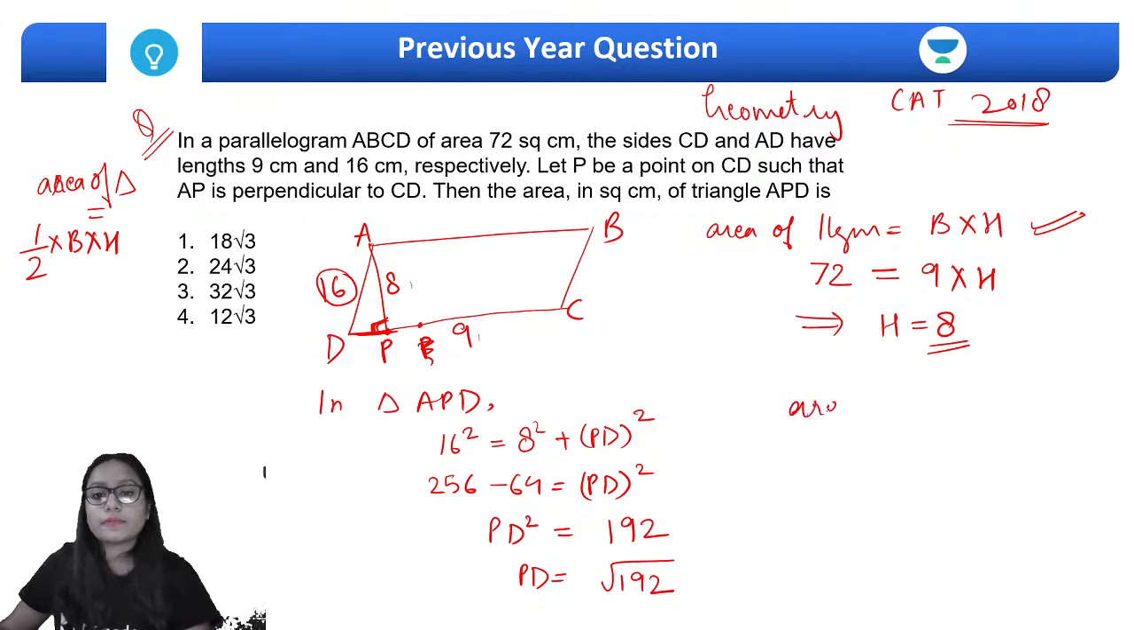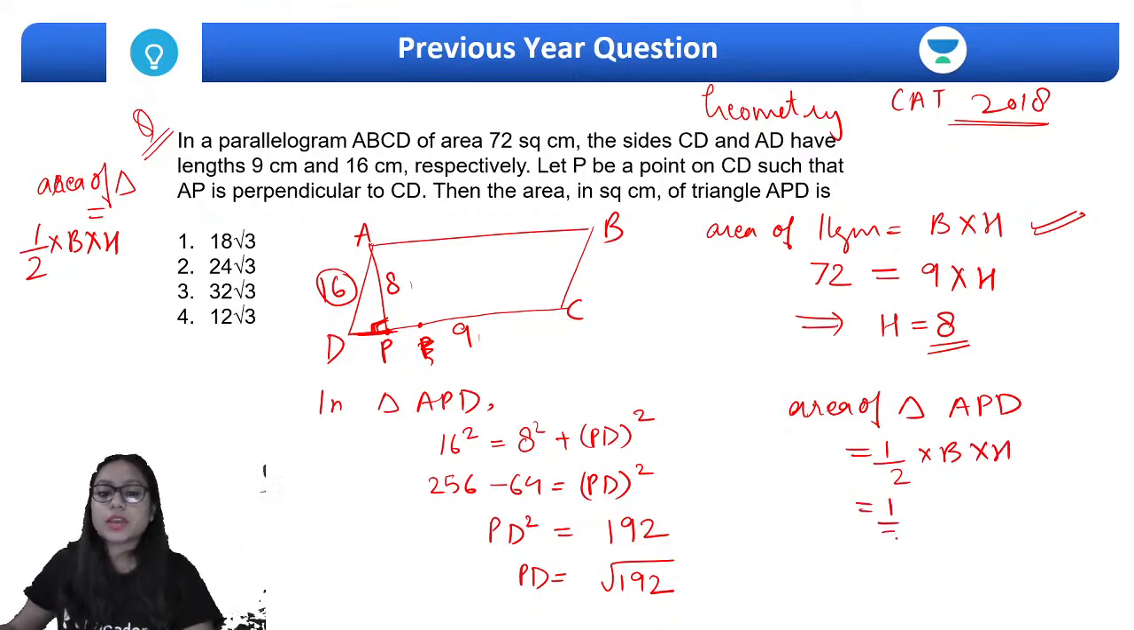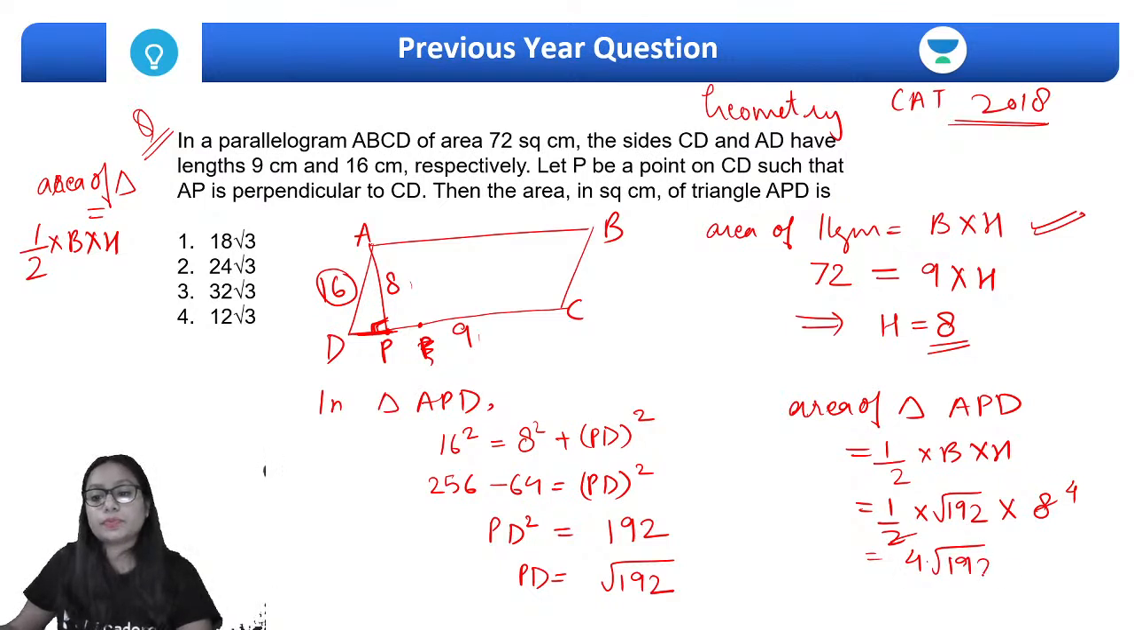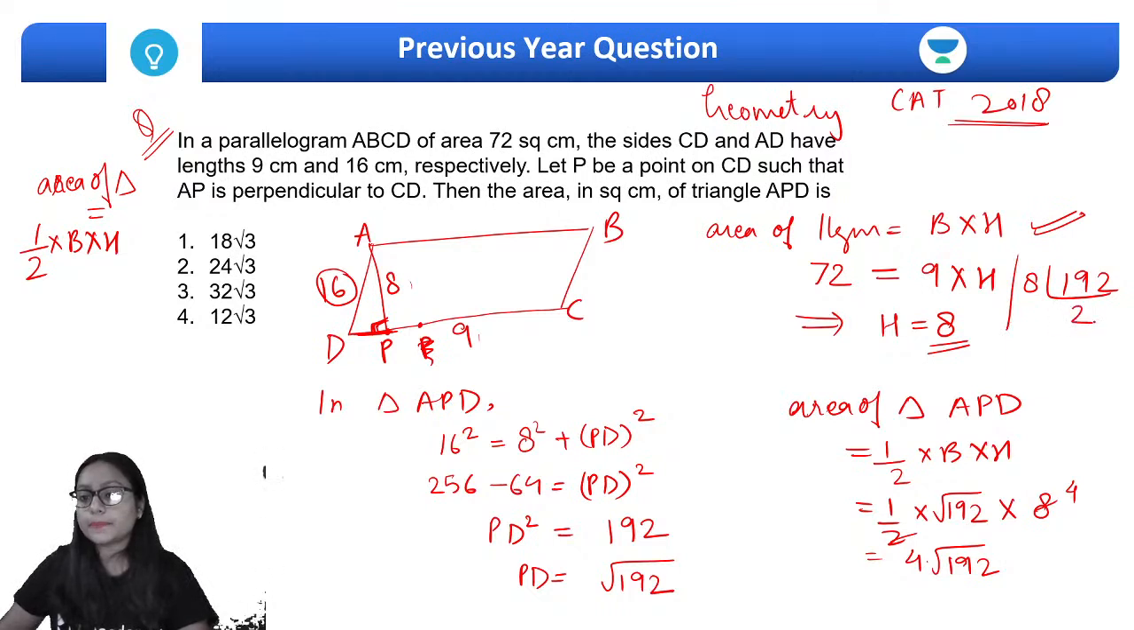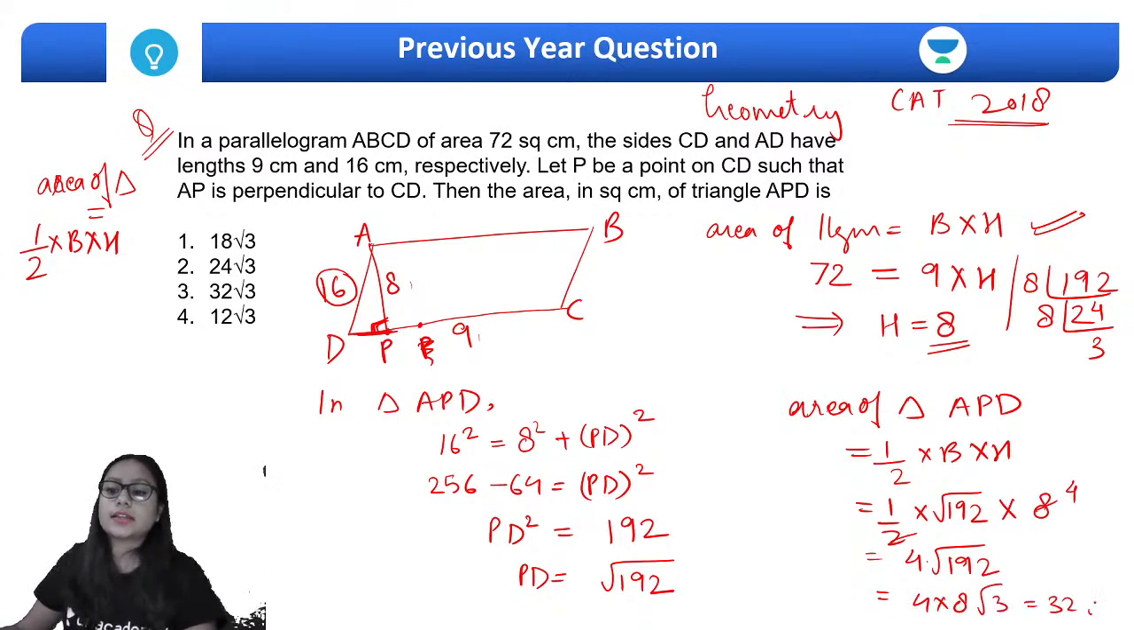So area of triangle APD is equal to half base into height. Base of this triangle is under root 192. Height of this triangle is 8. Okay, so this we can simplify. So this is 4 into root 192. Okay, so root 192 is actually, okay, let us do that. So this is 8 into root 3. Alright, so this can be written as 4 into 8 into root 3. Hence the correct answer is 32 root 3.